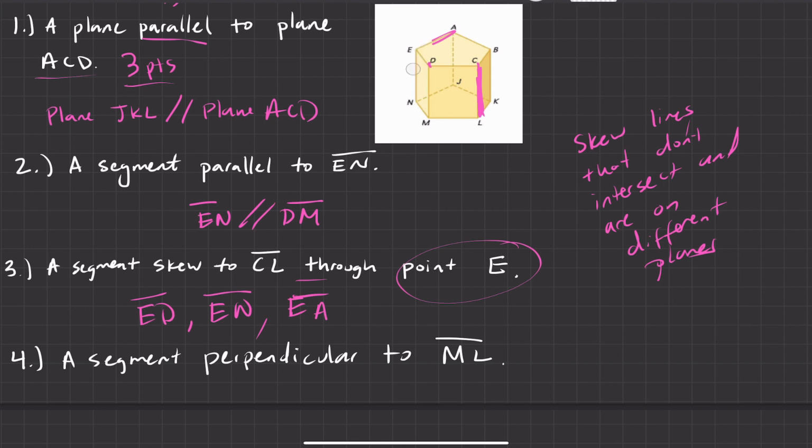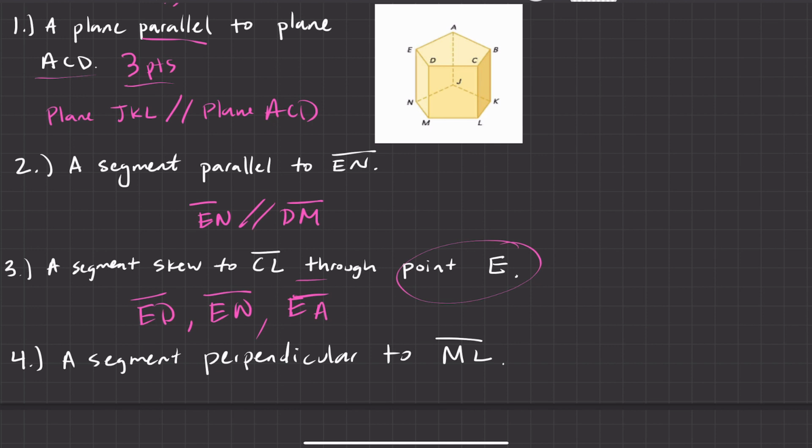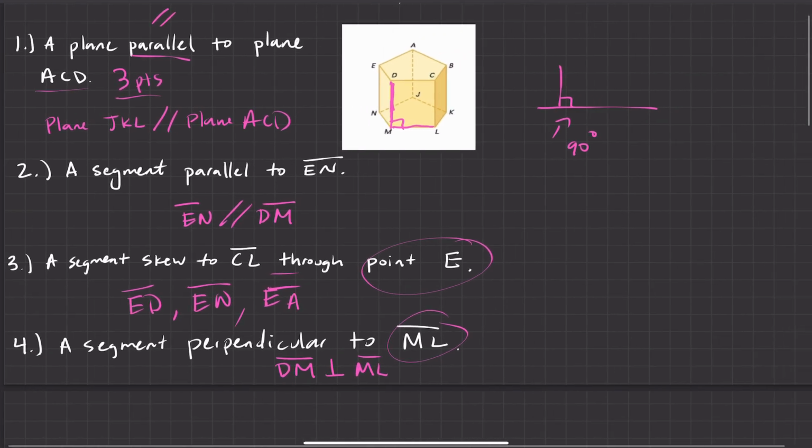And now the last question here is for this portion, a segment perpendicular to segment ML. So here is ML, and then, perpendicular looks like this, right? And they intersect at a 90-degree angle. So one thing that I can note here is segment DM is perpendicular to segment ML. Okay, they intersect at a 90-degree angle. Okay, alrighty, let's go ahead and move on.